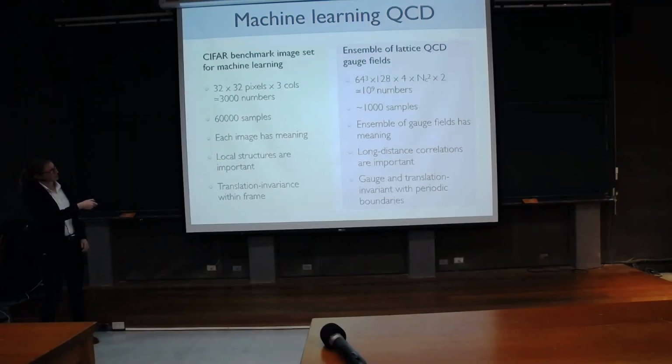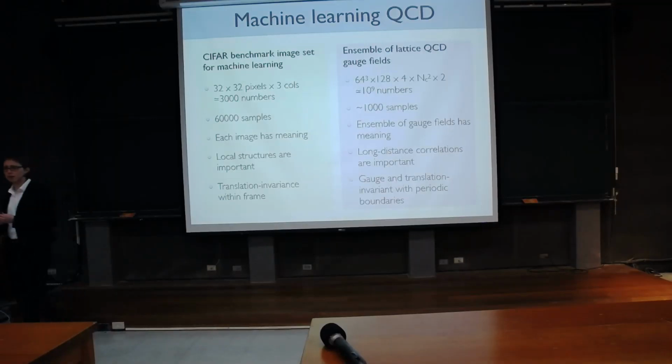On our hand, an ensemble of these gauge field configurations is something like 10 to the 9 numbers per sample, compared to 3,000 numbers for an image sample. And we have maybe 1,000 samples that our calculations are done on, as opposed to, say, 60,000 samples for this benchmark image learning set. So we have what's called an inverted data hierarchy here. We have far more degrees of freedom per sample than number of samples, which makes it a real challenge to train, even from a machine learning perspective.